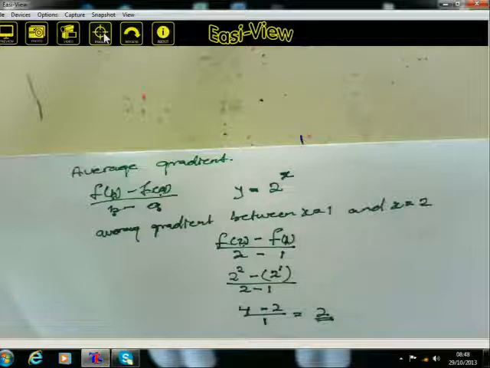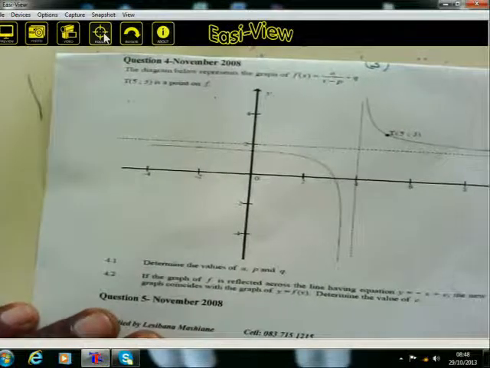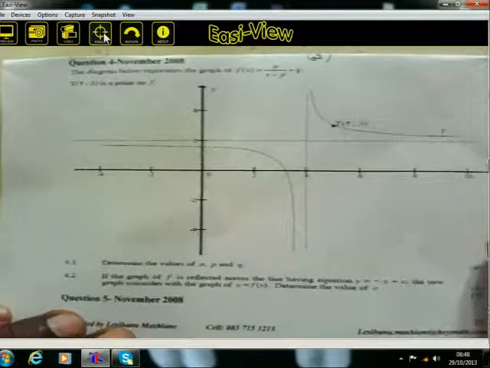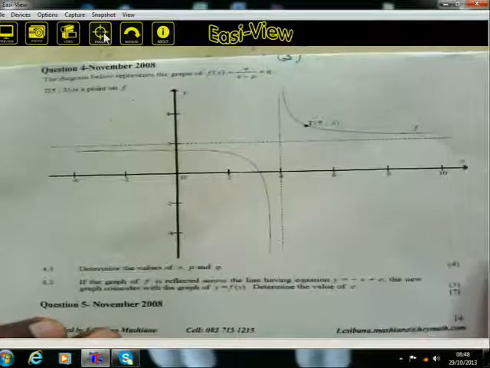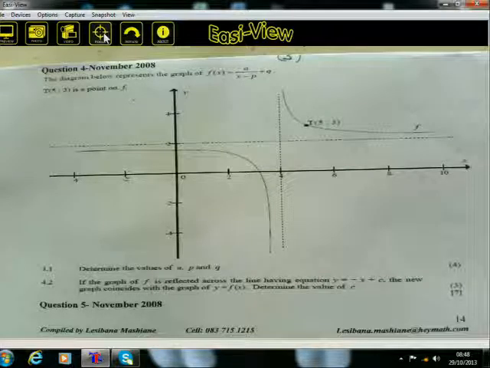Okay, to move on. Okay, here is one. It was November 2008 paper. Okay, it's easy. We can do it. Guys, 5 minutes on this one. Do it. I believe that you can get the entire 7 marks.